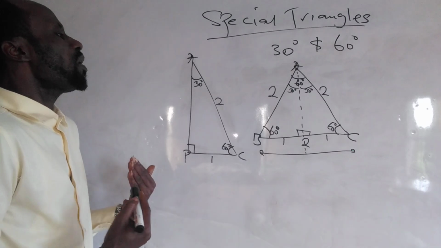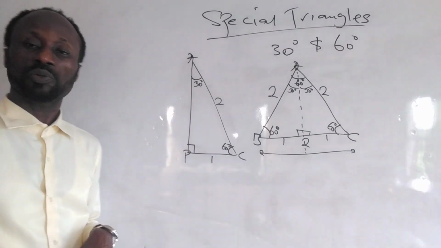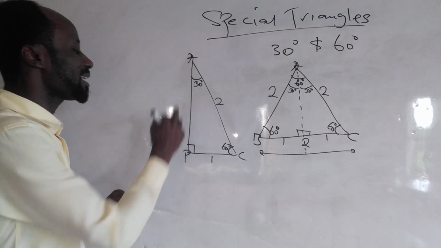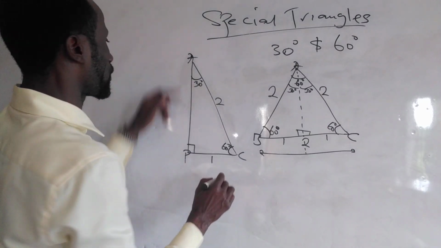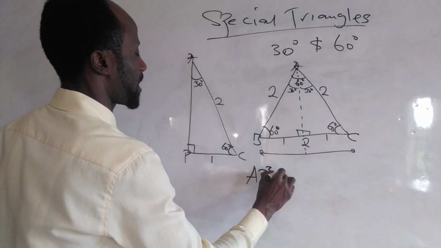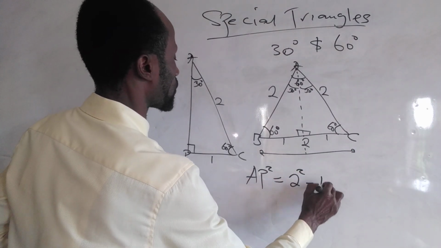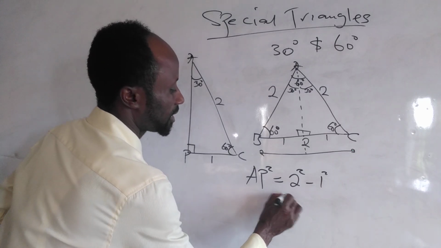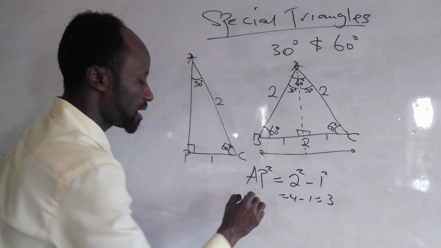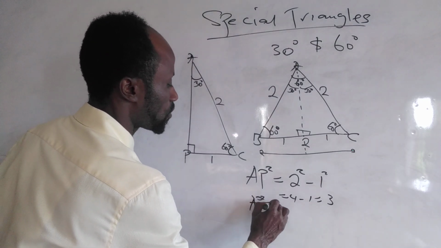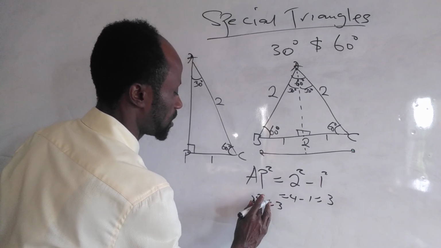So before I can obtain the ratios of 30 degrees and 60 degrees, I need to obtain the side AP. As usual, I will apply Pythagoras theorem. AP squared is equal to 2 squared minus 1 squared. This is 4 minus 1, and of course this is 3. So that means AP squared is equal to 3.